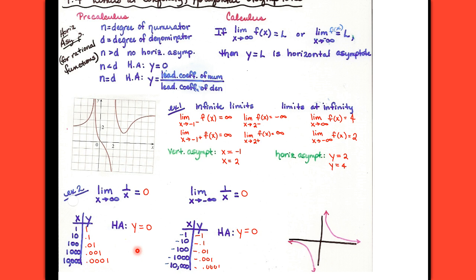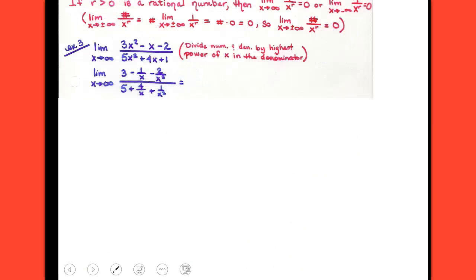Now we should be able to do limits like that without a calculator, with just that logic of the numerator staying the same, the denominator getting larger and larger, and the overall fraction getting smaller and smaller and going to 0. Over on page 253, they give me a property that kind of follows suit with what we were just saying.